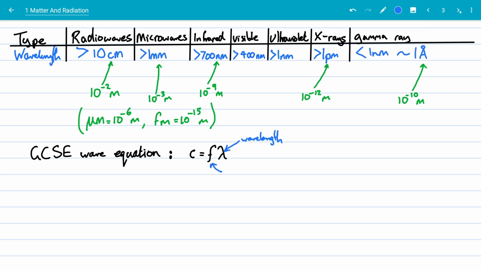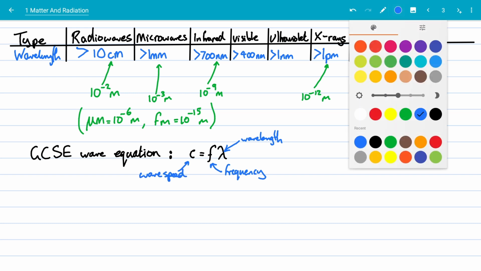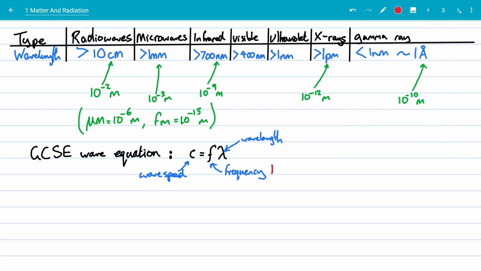And what's f then? Well, f is the frequency, which we think of as how many waves per second will pass us, and c is the wave speed. Frequency we can measure in a unit called hertz, wave speed in meters per second, and wavelength in meters. And there we go. So that's our GCSE wave equation, and that's what we mean by wavelength.